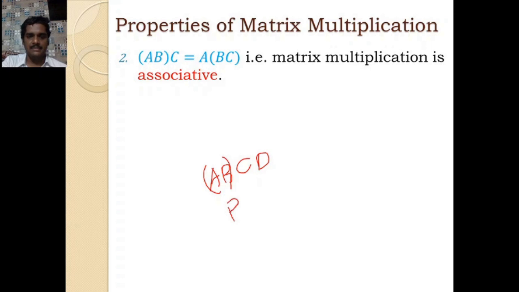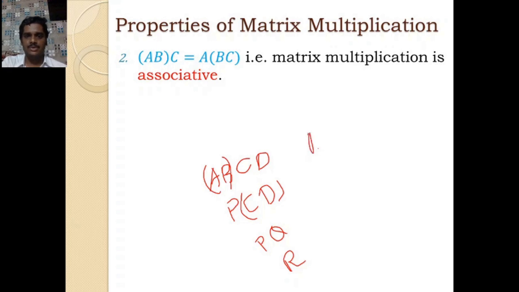Let's say I'm getting some matrix P after multiplication. So I get PCD after that. And after that, I can multiply this C and D next. Suppose I get matrix Q as the result. And after that, I can multiply this PQ to get the result.